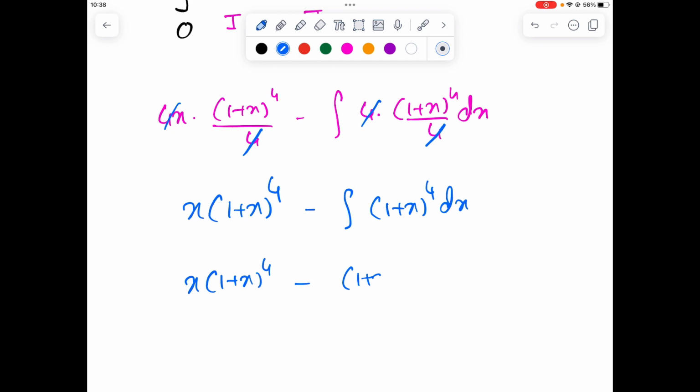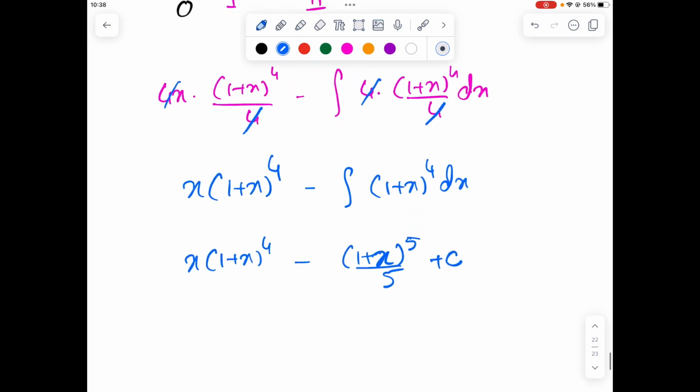So in this question, what I have done is I have converted the definite integral into an indefinite integral, and after that I will apply the limits, because if I apply the limits first, it will be somewhat confusing to do. So therefore (1 plus x) to the power of 5 upon 5 plus c.